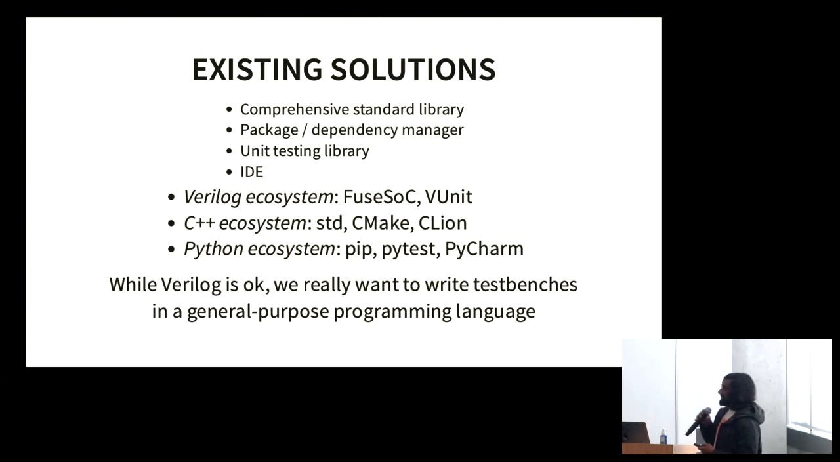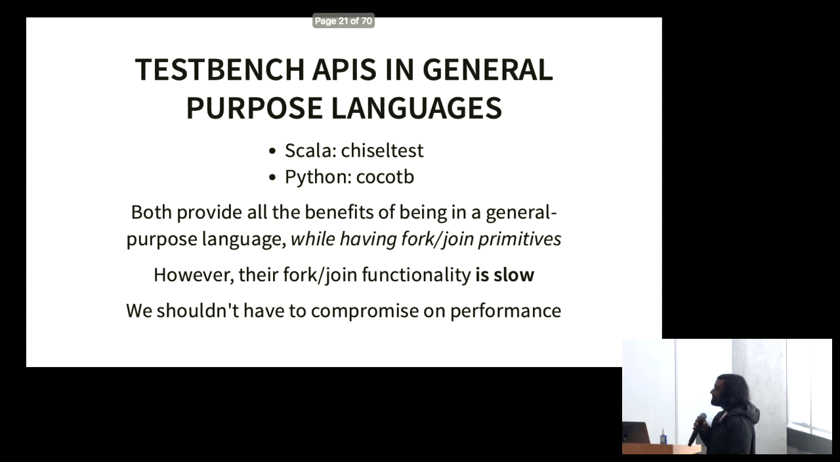So we have the Verilog ecosystem, where you have FuseSoC as a package manager, and VUnit. In C++, you have a nice standard library. You have CMake and CLion as your build tool and IDE. In Python, it's probably the best possible case. You have pip, PyTest, and PyCharm. These are all great. And I think what this tells us in general is that while Verilog is okay for writing testbenches, a lot of us really prefer to write testbenches in a general purpose programming language. That's what gives us the best productivity.